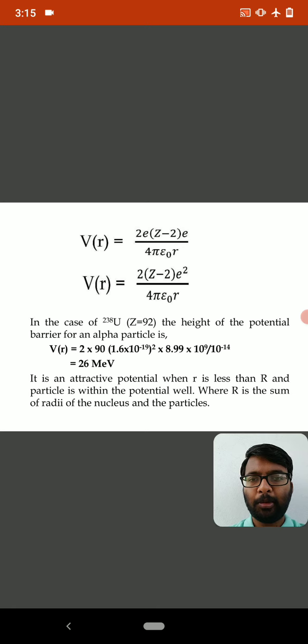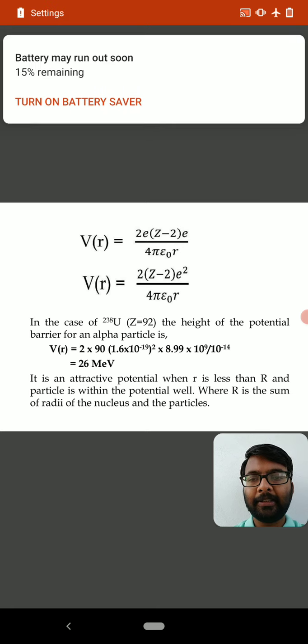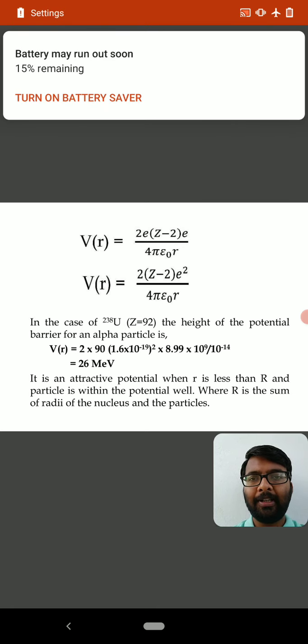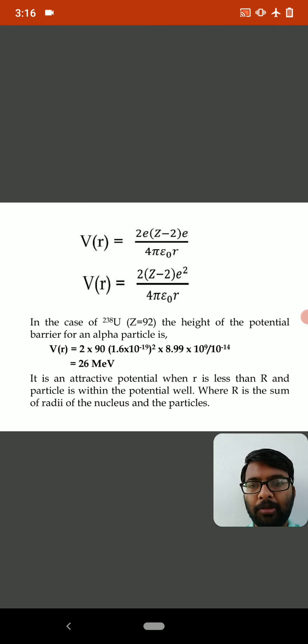So that is 2 into (Z minus 2), which means 92 minus 2 will be 90, then the charge of the electron, and by substituting all those quantities we get the energy is equal to 26 mega electron volt.